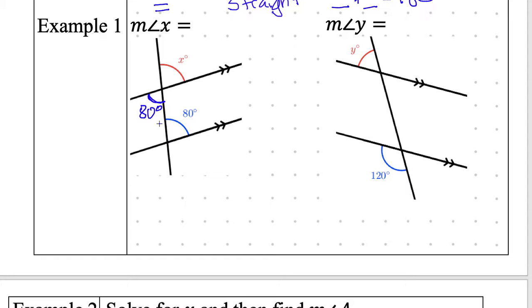Alternate interior angles. Those are the inside part of the Z. You don't have to draw this, but you can see that there's a Z right here. Does everyone see it? The inside of that Z, that means alternate interior angles. That's why Mr. Sindel is allowed to say this angle is 80 degrees. It is congruent to this angle by alternate interior angles.